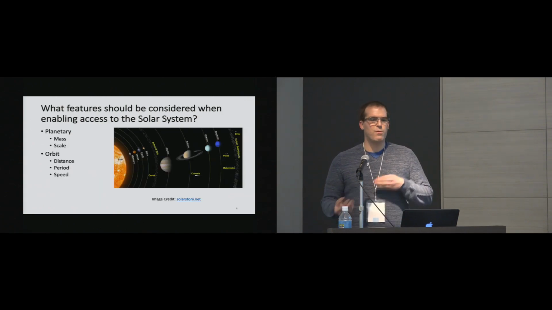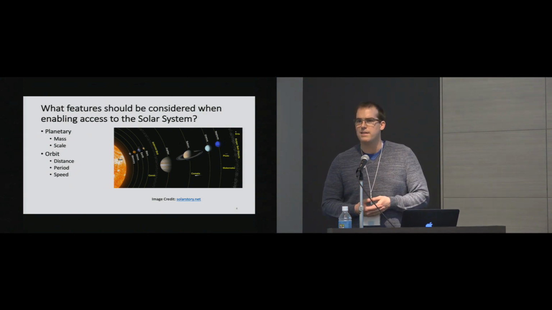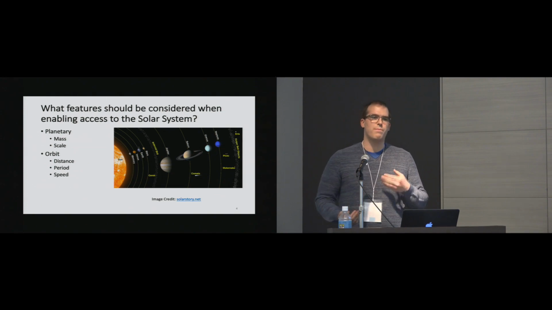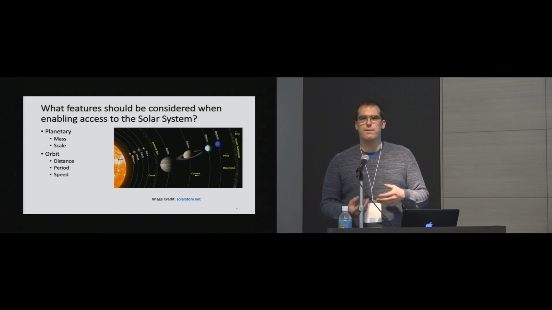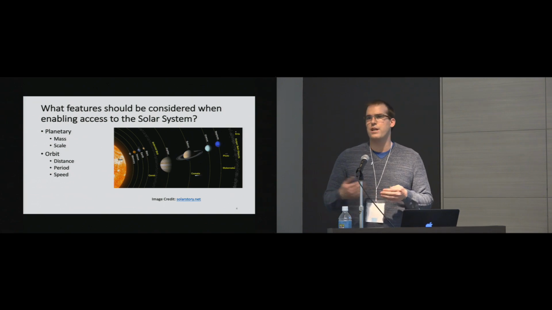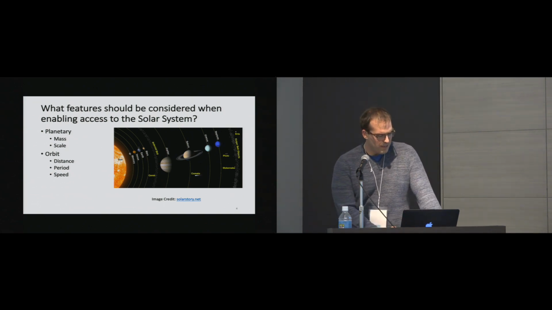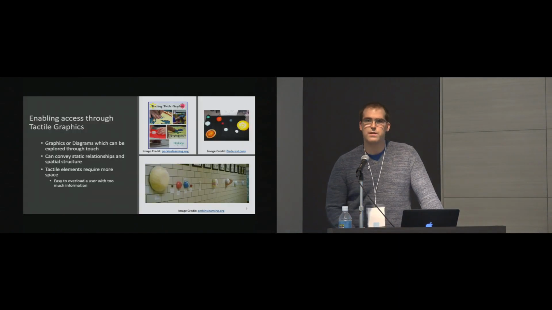So features that we might want to convey in detail might be something like planetary mass, planetary scale, orbital distance, orbital periods, and other types of relationships which change over time or involve motion or speed. So there's really a lot going on in this diagram, and that creates a problem using traditional assistive technologies.